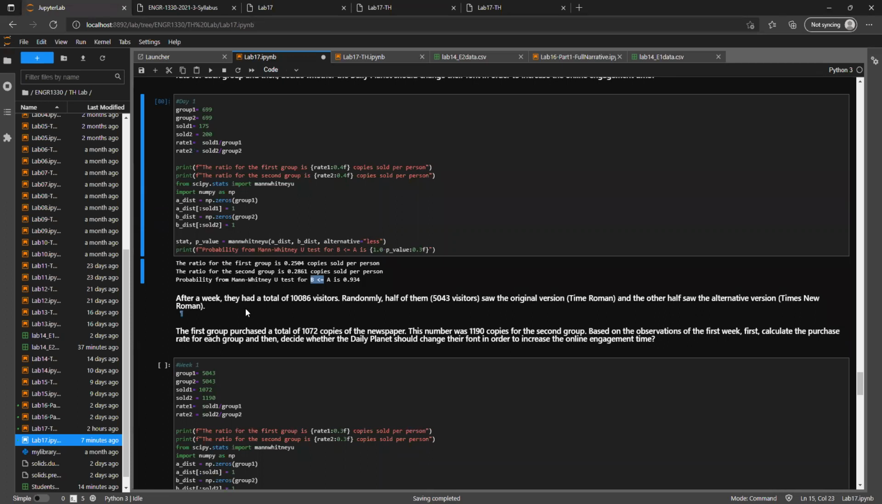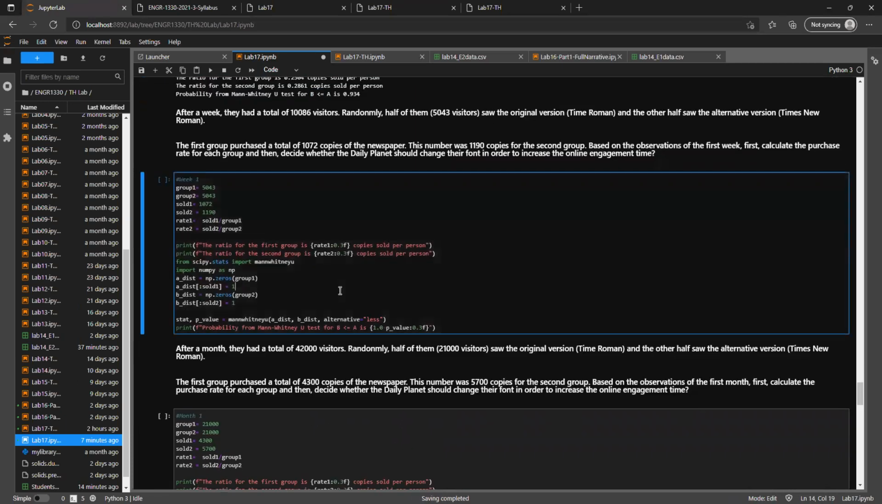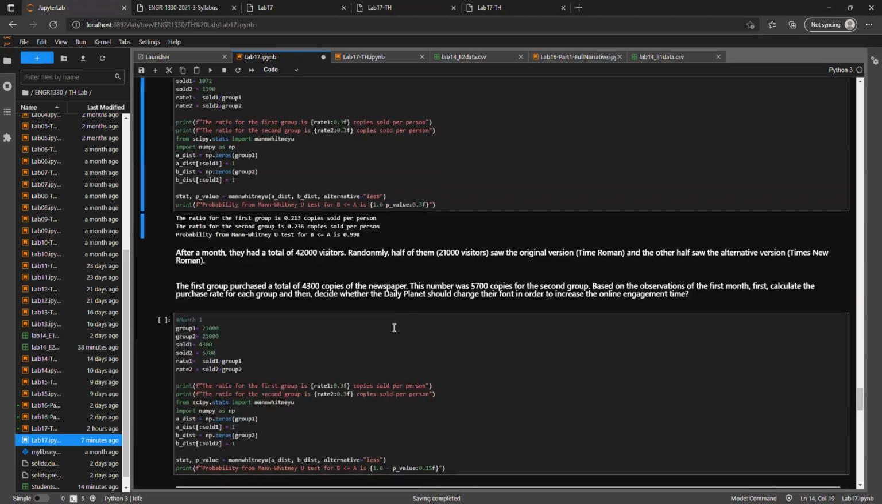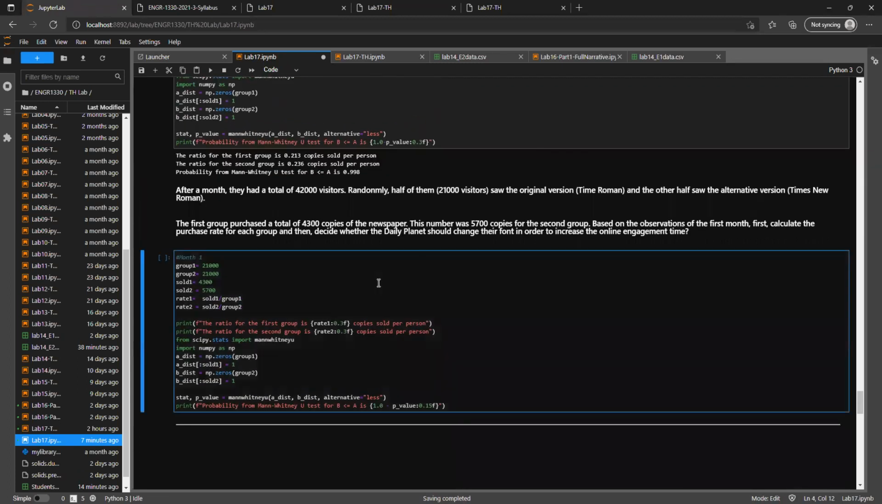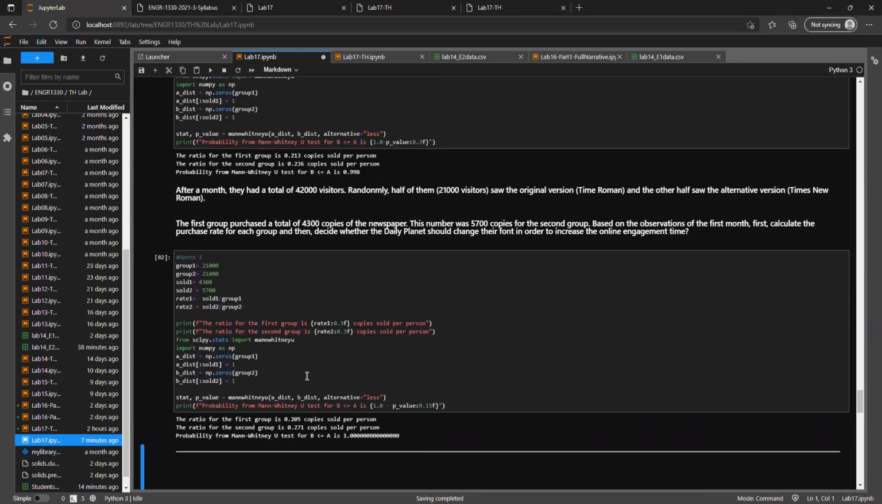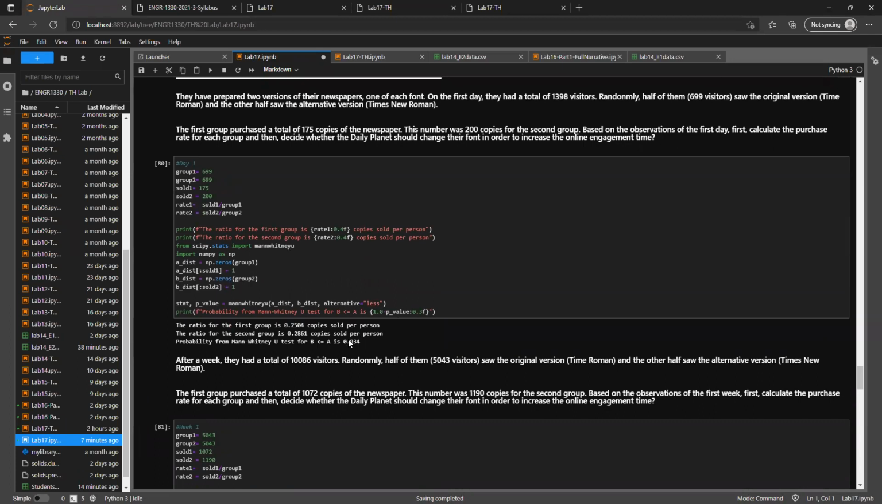So that was just the data for the first day. After a week, they did the same thing. And now that we have more data, we run the same thing. Now our test is telling us that the new font is better than the old font with a probability of 99%. They kept running the experiment for a month. And here's the data they collected. So we went from a one-day experiment telling us 93%.